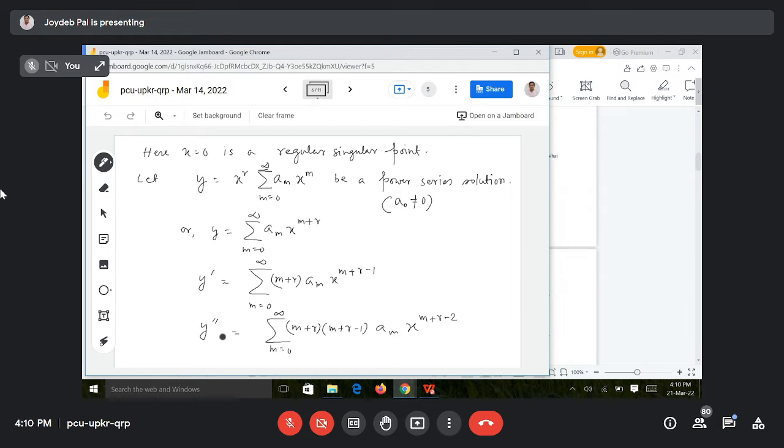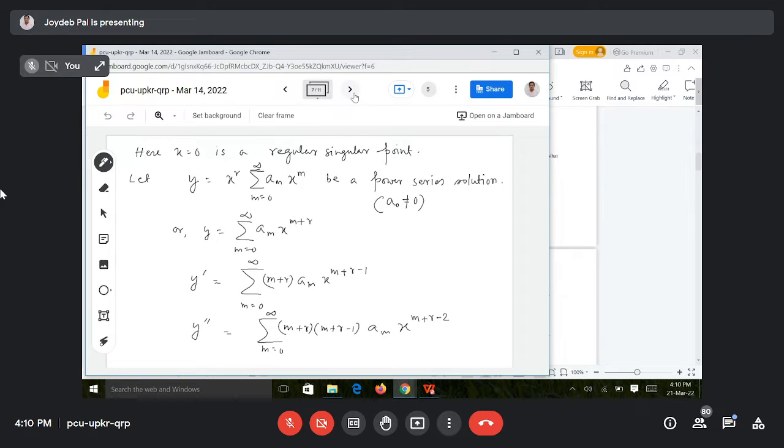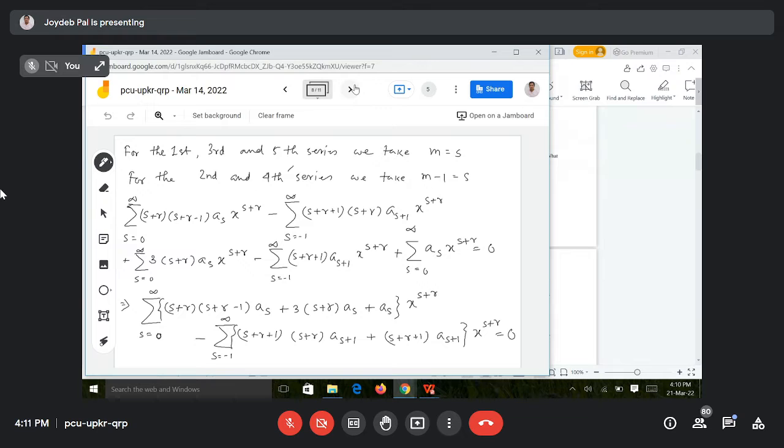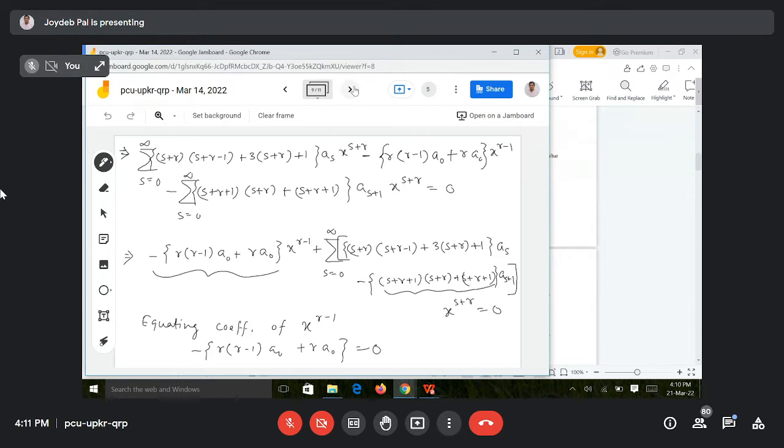Now both derivatives I have calculated, then substituted in the equation, and after that we are getting this type of expressions. And on simplification I am getting this. Okay.